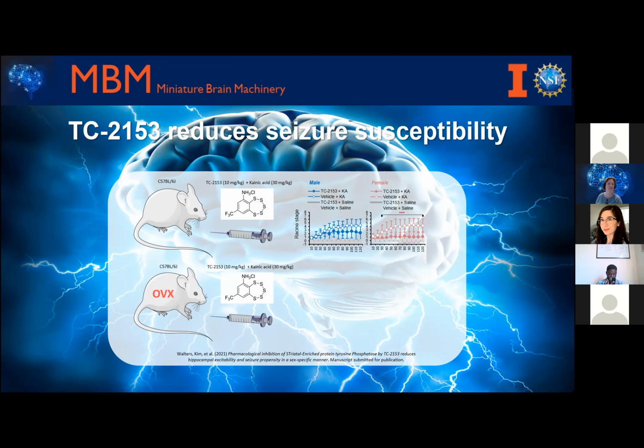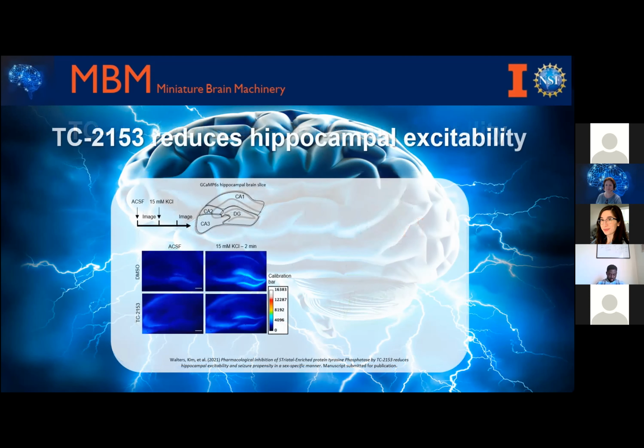Catherine Christian, we ovariectomized a female cohort of mice to abolish circulating female sex hormone, performed the same injection procedure, and found that there was a rescue in this decrease in seizure susceptibility after giving the TC compound. We also specifically wanted to look at the effect of TC compound on hippocampal excitability.